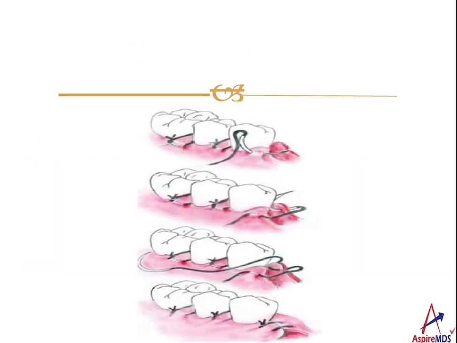This is how the horizontal mattress sutures look like. We can see it is going through the horizontal surface only, then we let it pass through the buccal side to the lingual side, and again it is tied on the buccal surface only.